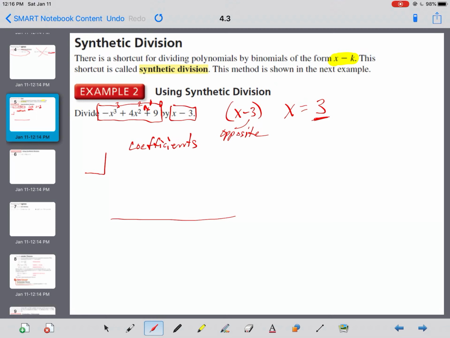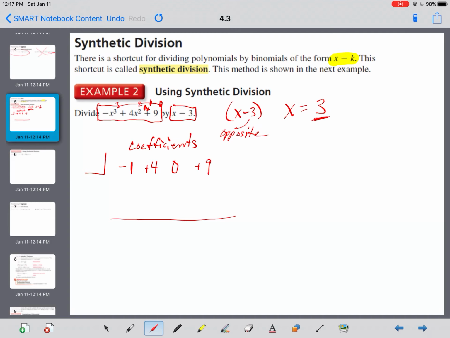But we're only going to take the coefficient parts, the part in front of how much x to the third, x squared, x, and stuff that we have. So we're going to take the -1. We're going to take the 4, and you can put positive if you want to. We're going to take 0, because we got to have that in there. We're going to take the 9.